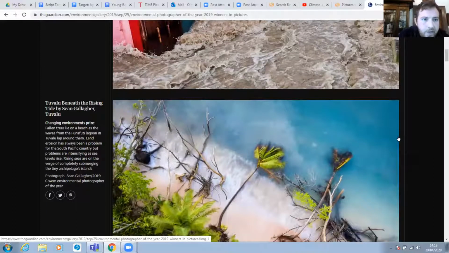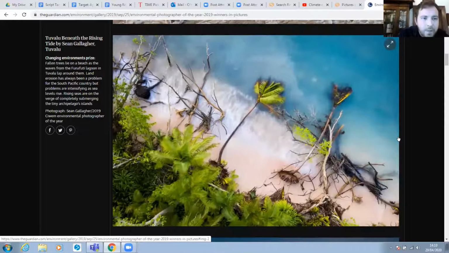Changing environments prize. Fallen trees lie on a beach as the waves from the Funafuti lagoon in Tuvalu lap around them. Land erosion has always been a problem for the South Pacific country, intensifying as sea levels rise. Rising seas are on the verge of completely submerging the tiny archipelago's islands.